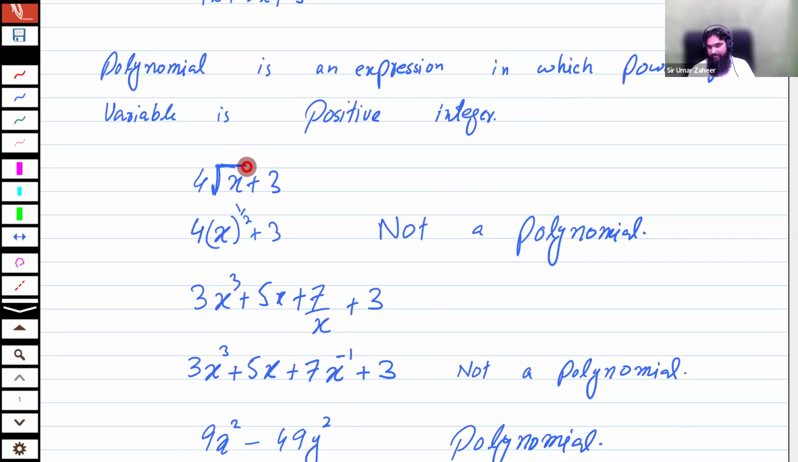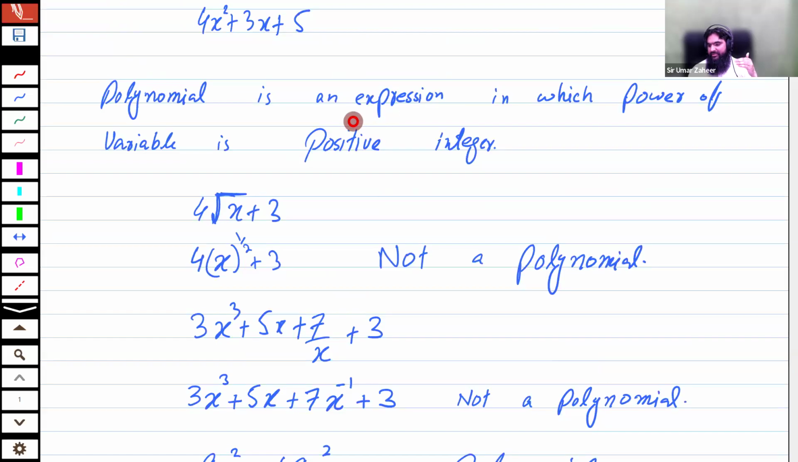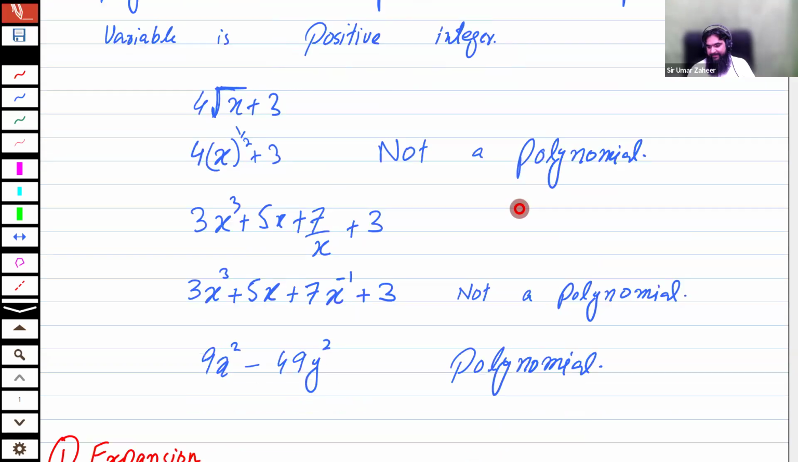Like here you have a variable with a square root, which means you have a power of 1 by 2. So it is an algebraic expression, but it is not a polynomial. The same goes for an expression in which you have a variable in the denominator. When you move it to the numerator, it becomes x raised to the power minus 1. When it is minus 1, it is not a positive integer, so it is not a polynomial. For a polynomial, the condition is that the power of the variable must be a positive integer.